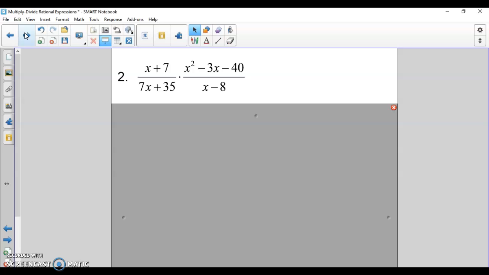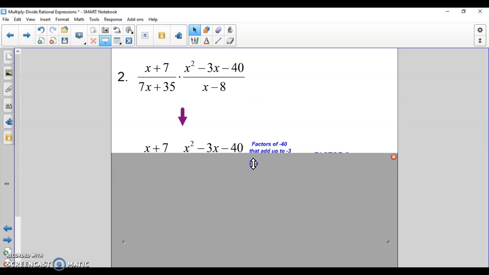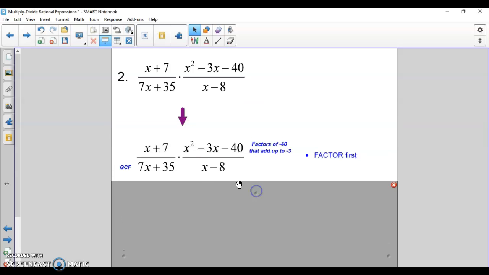Alright, this one. X plus 7 over 7x plus 35 times x squared minus 3x minus 40 all over x minus 8. Got a little bit of factoring involved here, so let's check that out. So first step, factor. I don't care what you have. Don't try and cancel out these x's, nothing like that. Factor first. So I just rewrote it, factor first.